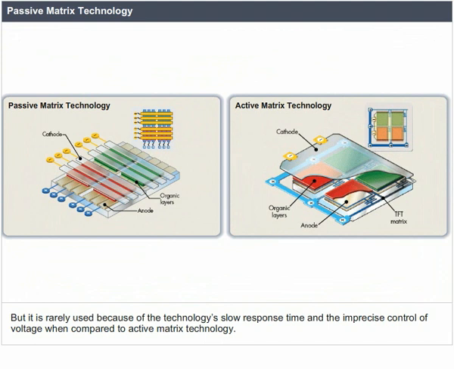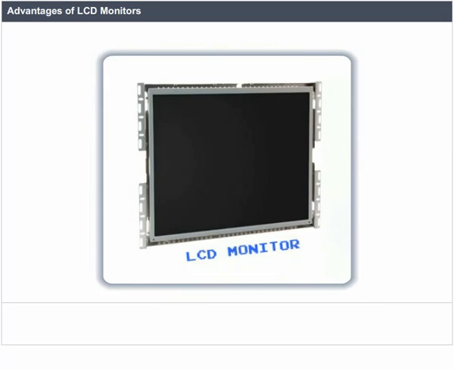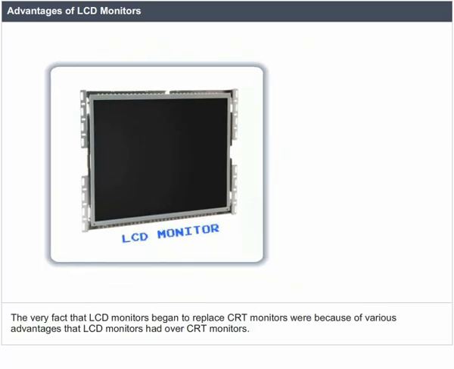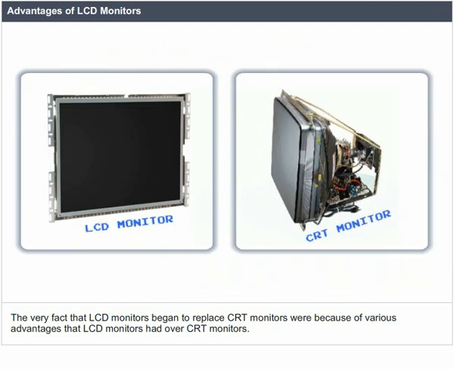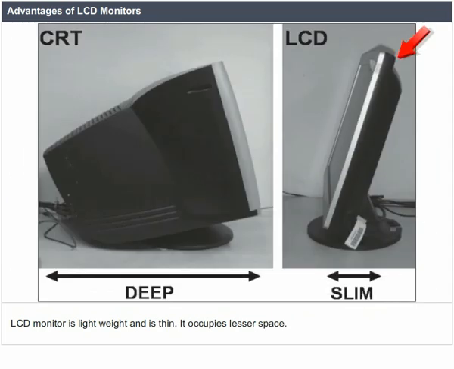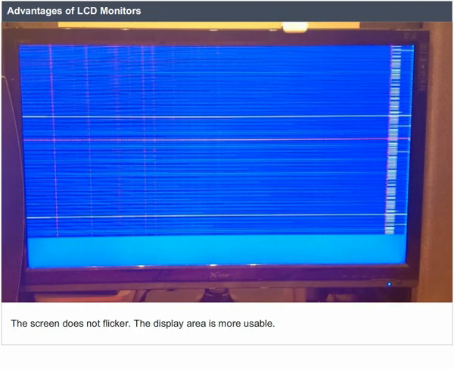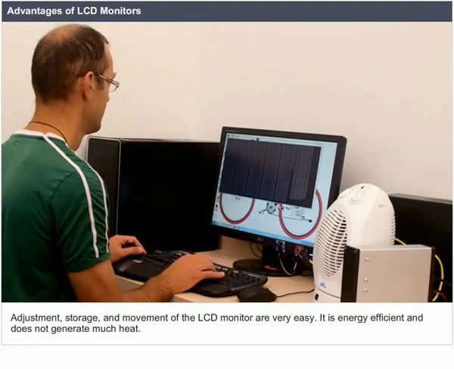Advantages of LCD monitors. The very fact that LCD monitors began to replace CRT monitors was because of various advantages that LCD monitors had over CRT monitors. An LCD monitor is lightweight and thin. It occupies less space. The screen dots do not flicker. The display area is more usable. Adjustment, storage, and movement of the LCD monitor are very easy.